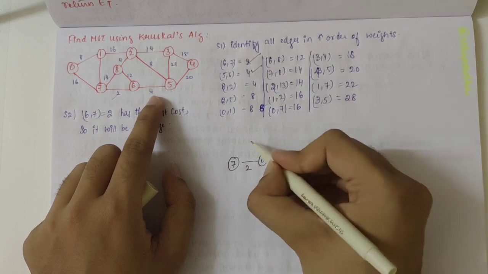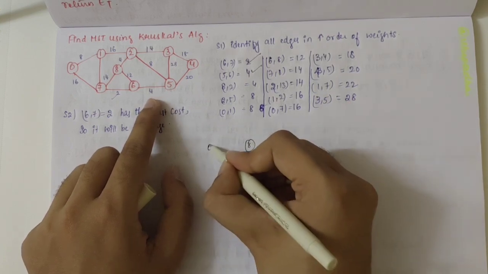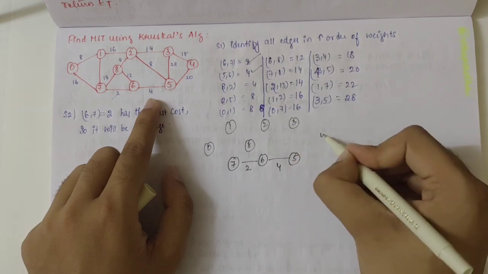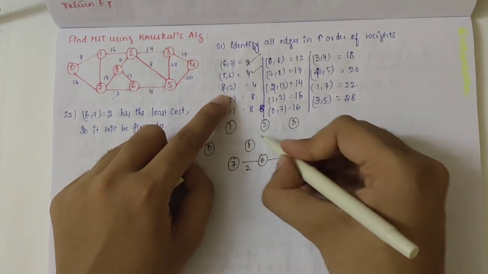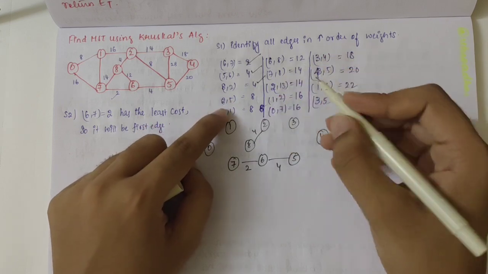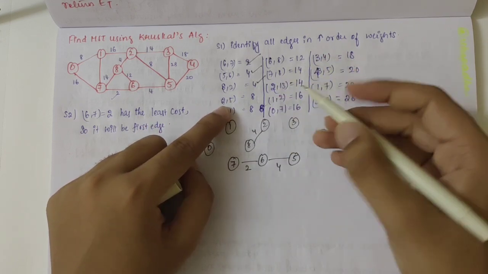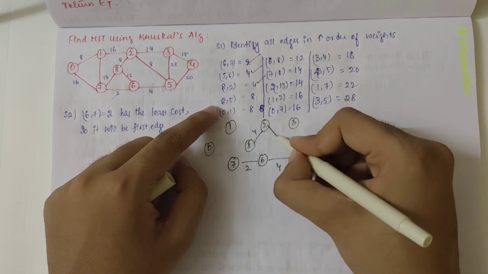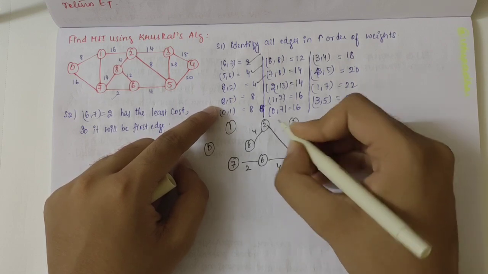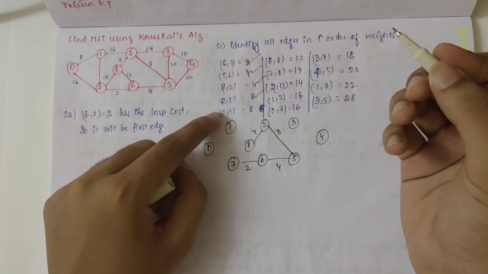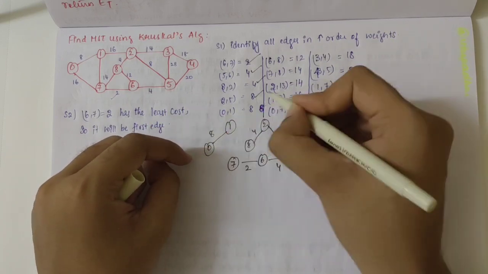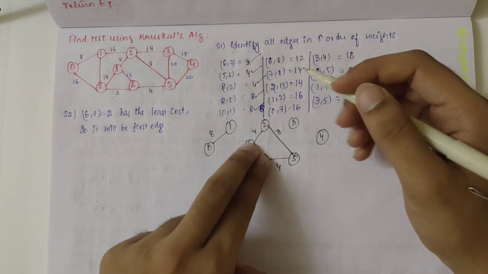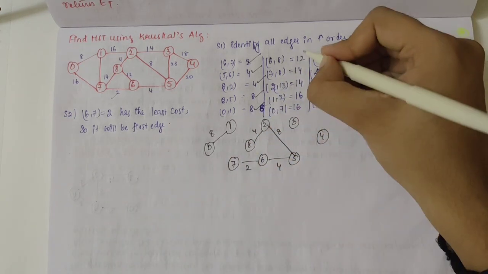Now I have 8, 2. I should consider 8, 2. 8, 2 is 4. Done. Now I have 2, 5. 2 to 5 is 8, so I'll consider this. Done. 0, 1. 0, 1 is 8. This is also done. Now I have 6, 8. If I consider 6, 8, this will become a cycle, so I should not consider this.